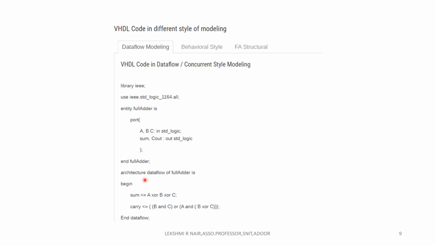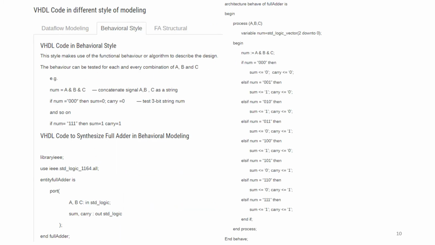Here the entity name is full adder. Next, architecture dataflow of full adder is. For the dataflow model, the architecture name is dataflow: architecture dataflow of full adder is begin. Sum is given by the equation A XOR B XOR C. Carry equation is B C plus A into B XOR C. Then end dataflow. This is how we program a full adder in dataflow modeling.